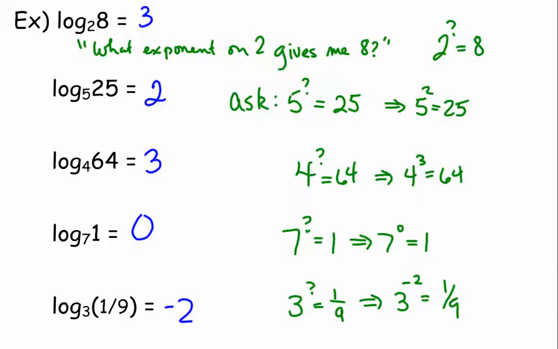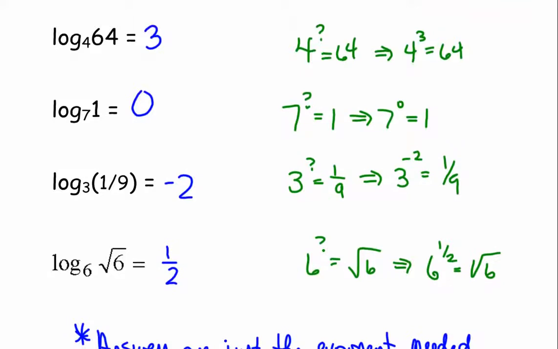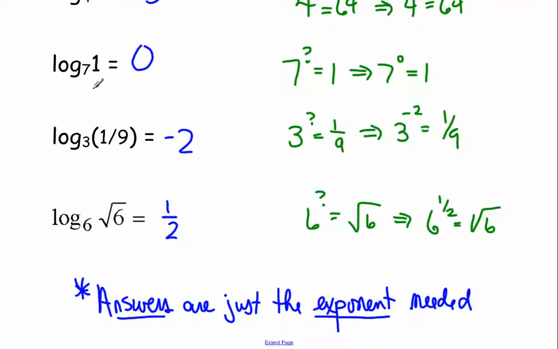Now here I've got a few more unusual ones. What if I have log base 7 of 1? Okay, so let's translate that. The exponential equation would be 7 raised to some power is equal to 1. Well, the only way to raise something to a power and get 1 is if you raise it to the 0 power. So the answer here is 0.